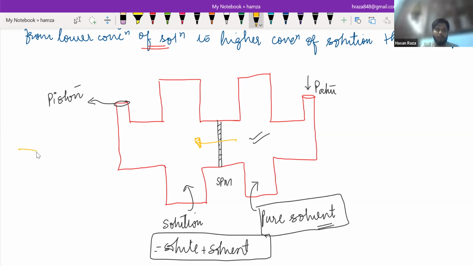If you have two containers, one filled with water and one empty, and you connect a pipe, the flow of water will be from left to right. In the same way, the flow will be from higher concentration to lower concentration, and through this semi permeable membrane only solvent can pass through. Here the concentration of solvent on the left hand side is lower, and on the right hand side it is greater. That's why it will flow from right to left. Yes or no?